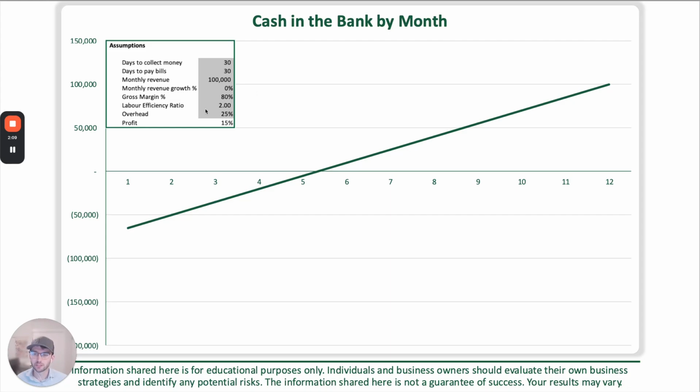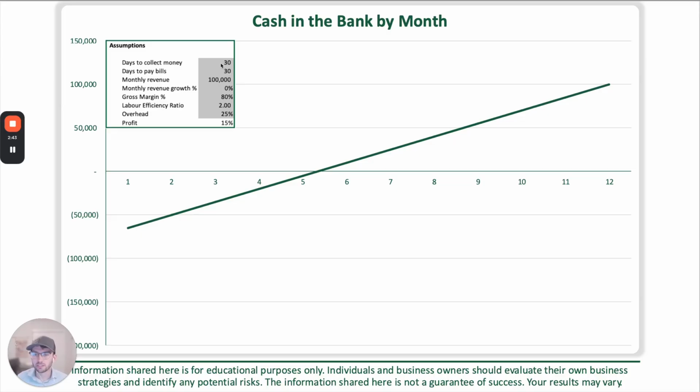Labor efficiency ratio, not going to touch too much on this, but this is just to say that labor is efficient in this company. There's overhead of 25%, and then there's profit of 15%. So overhead is costing about $25,000 every month, and profit is going to be $15,000 per month. Now, the couple things to keep in mind: days to pay bills, that's bills to suppliers. It's not going to include overhead. It's not going to include wages, as you have to pay those bills every month.